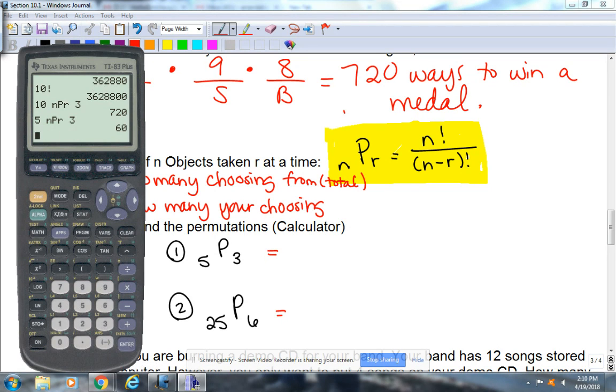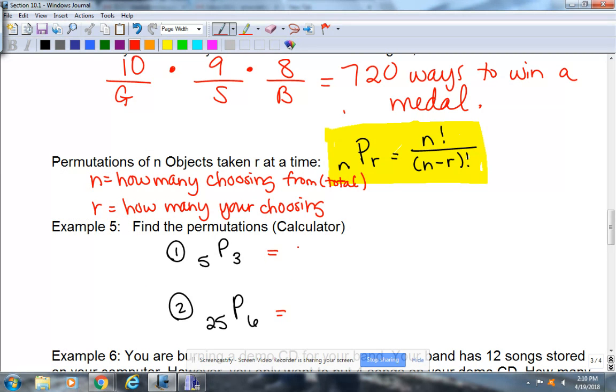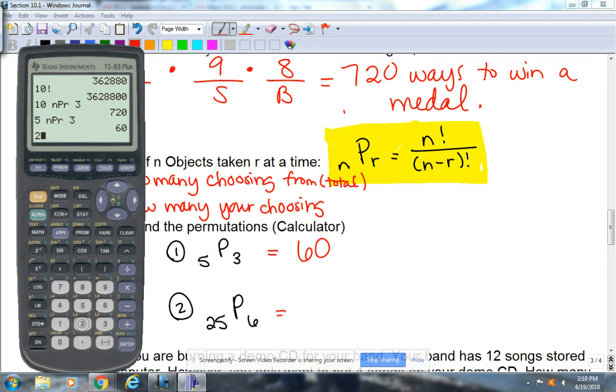And what do we get? KD, what'd you get? 60. Does everybody get 60 for the first one? I'm going to make sure everybody's calculator's doing right. All right, then you do 25, math, PRB, number 2, hit enter, and then you hit 6 and enter.